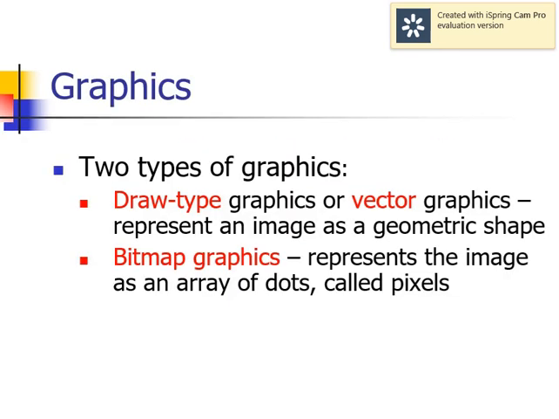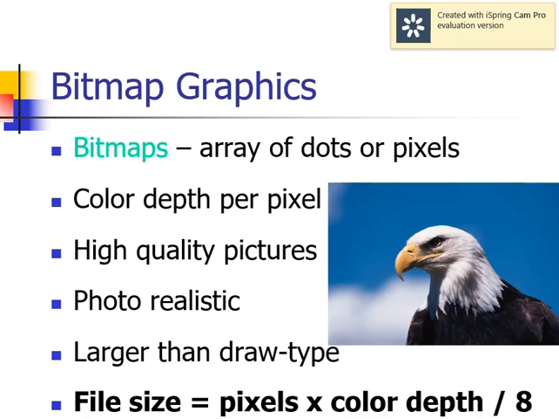Graphic is the second element that we're going to discuss. There are 2 types of graphic. Draw type graphic or vector graphic, and the second is the bitmap graphic. So bitmap graphic is an array of dots or pixels. It depends on color depth per pixel, and usually it's a higher quality picture compared to the vector graphic. The photo is realistic and the size of the file is larger than the draw type.